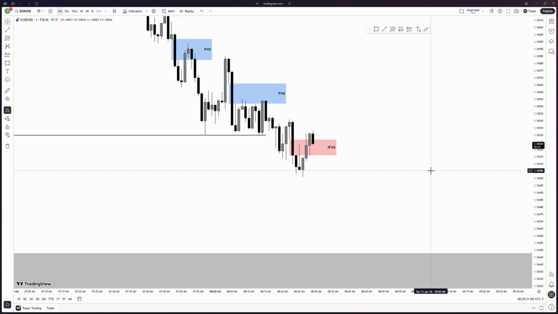So I have aligned multiple confluences in my favor. I have a sell-side liquidity sweep. I have my standard deviation levels met. And on top of that, I have bullish confirmation, but still we have to be patient for more precise confluences.